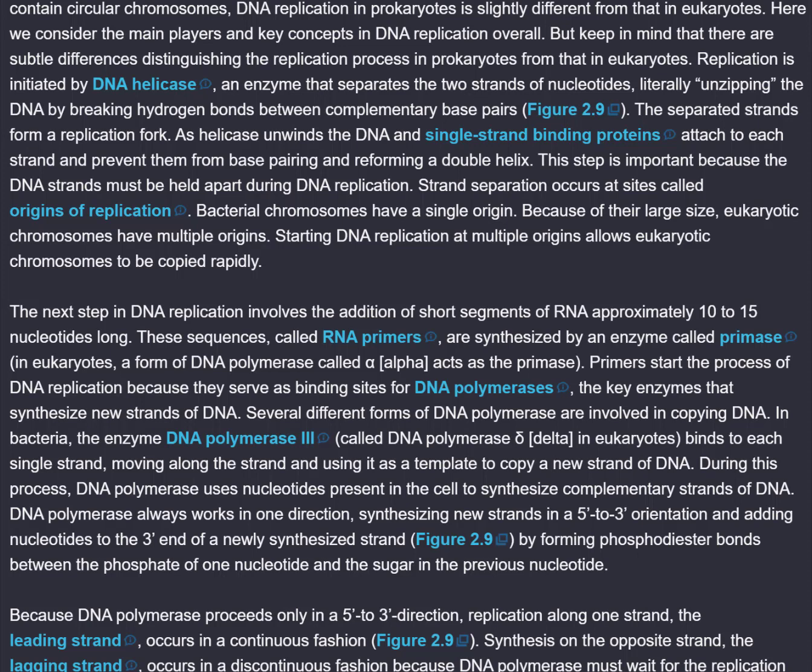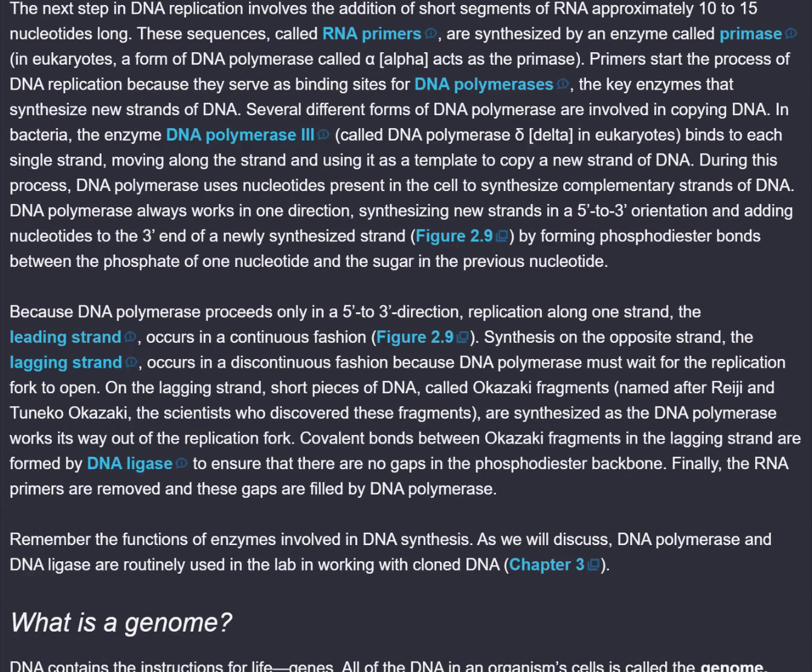Strand separation occurs at sites called origins of replication. Bacterial chromosomes have a single origin. Because of their large size, eukaryotic chromosomes have multiple origins. Starting DNA replication at multiple origins allows eukaryotic chromosomes to be copied rapidly. The next step in DNA replication involves the addition of short segments of RNA approximately 10 to 15 nucleotides long. These sequences, called RNA primers, are synthesized by an enzyme called primase. In eukaryotes, a form of DNA polymerase called alpha acts as the primase.